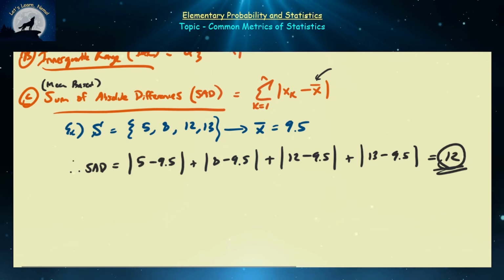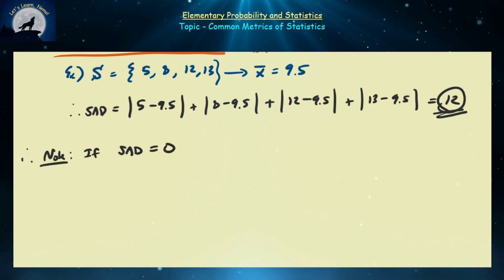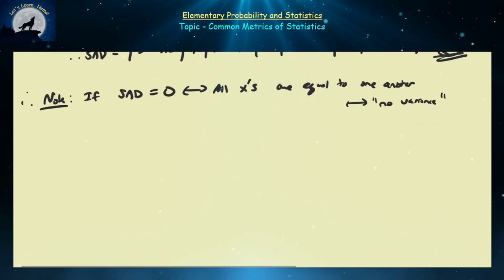So obviously, if your sum of absolute difference is close to 0, that means everybody is similar to one another and close to the mean, and if the sum of absolute difference is large, that means it covers a wider range of values. And it's actually important to note that if the sum of absolute difference is precisely equal to 0, then this is true if and only if all x's are equal to one another, right? And sometimes people will say that this means there's no variance in the data set, right? So that's the sum of absolute differences.